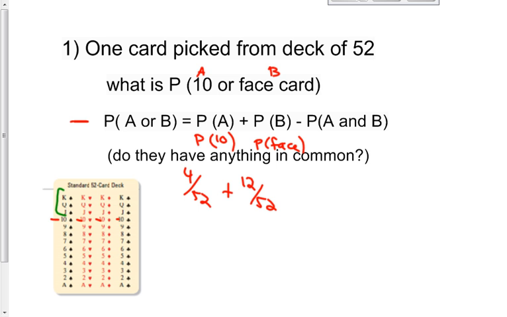But then I have to subtract out anything that they have in common. Could I have a 10 and a face card at the exact same time? No. They do not have anything in common, so I'm subtracting nothing. So I'm just looking at 4 over 52 plus 12 over 52.